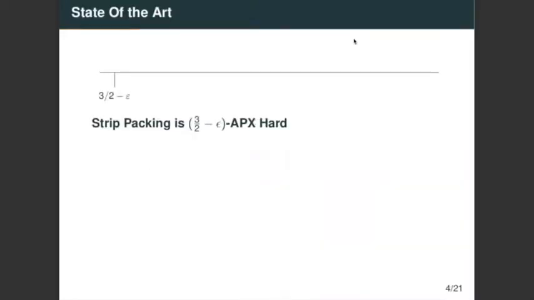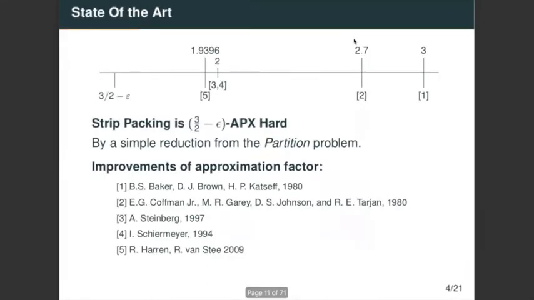The state of the art of this problem is as follows. Strip packing is known to be 3/2 minus epsilon APX hard. This can be shown by a simple reduction from the famous partition problem. Then there was a long sequence of improvements in terms of the approximation factor for this problem. The first algorithms designed for this problem were in 1980. There was a 3 approximation at that time by Baker et al. and a 2.7 approximation by Coffman et al. Then this was improved to factor 2 with two independent papers, one by Steinberg and one by Schiermeyer.